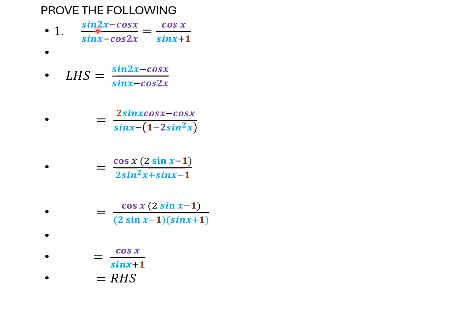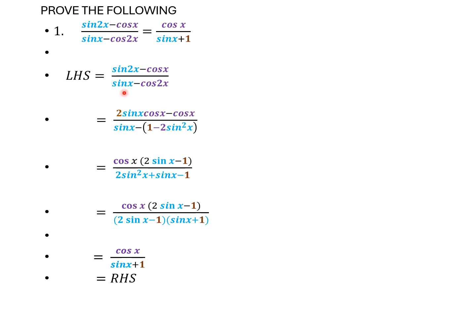They gave me sine 2x, double angle, minus cos x, over sine x minus cos 2x, a cos double angle. My answer is cos x over sine x plus 1. So whenever I have two terms in the answer, I know this comes from some form of factorization, either a common factor or trinomial. So on the top there, my left hand side, if I expand sine 2x, it becomes 2 sine x cos x minus cos x.